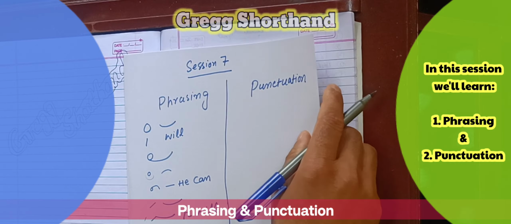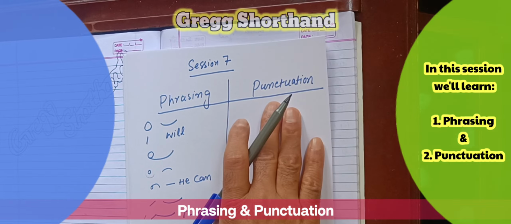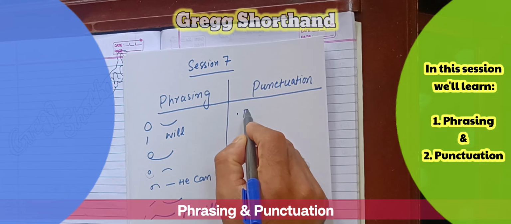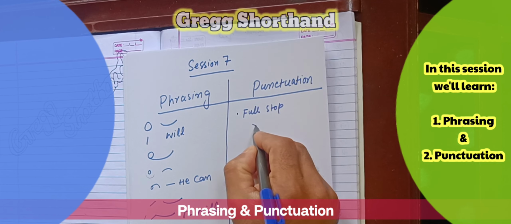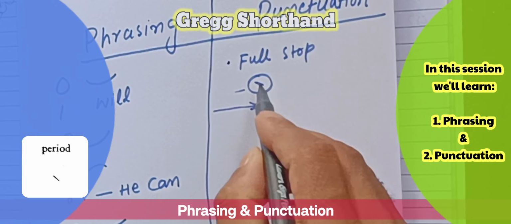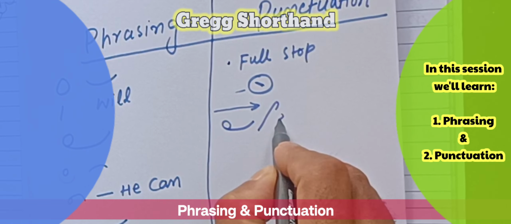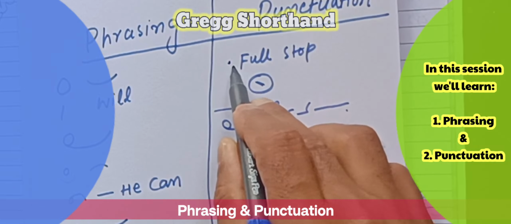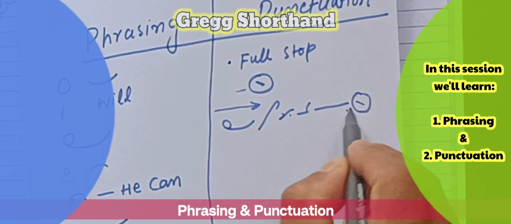Now we have another topic, that is punctuation, the second part of this topic. In Gregg Shorthand, a period, that's a full stop. How do we show this full stop? We write it like this. Remember, shorthand is written from left to right. If you write I will do something in the morning and you want to put a period, you just show it by this. This means this is a period.